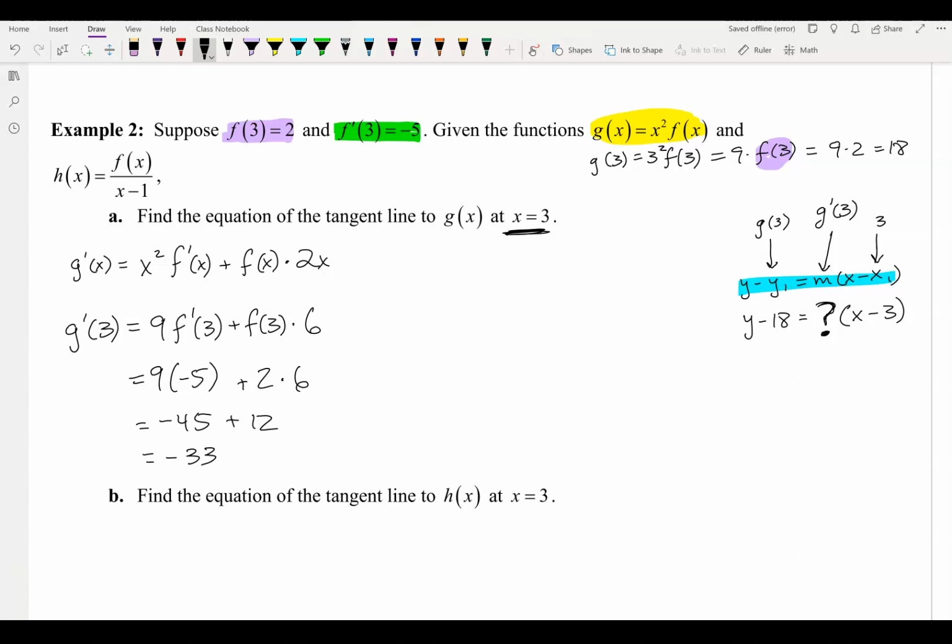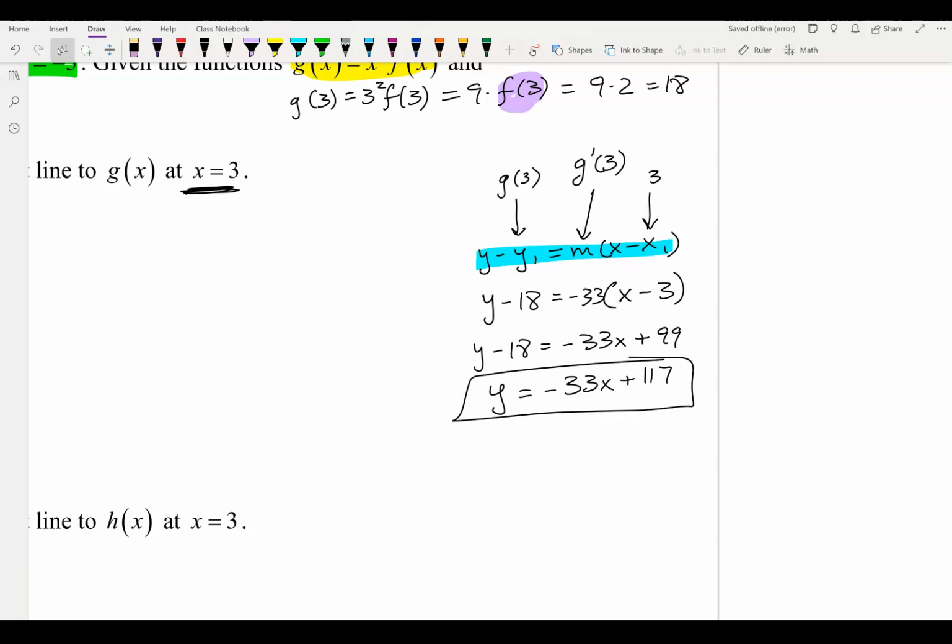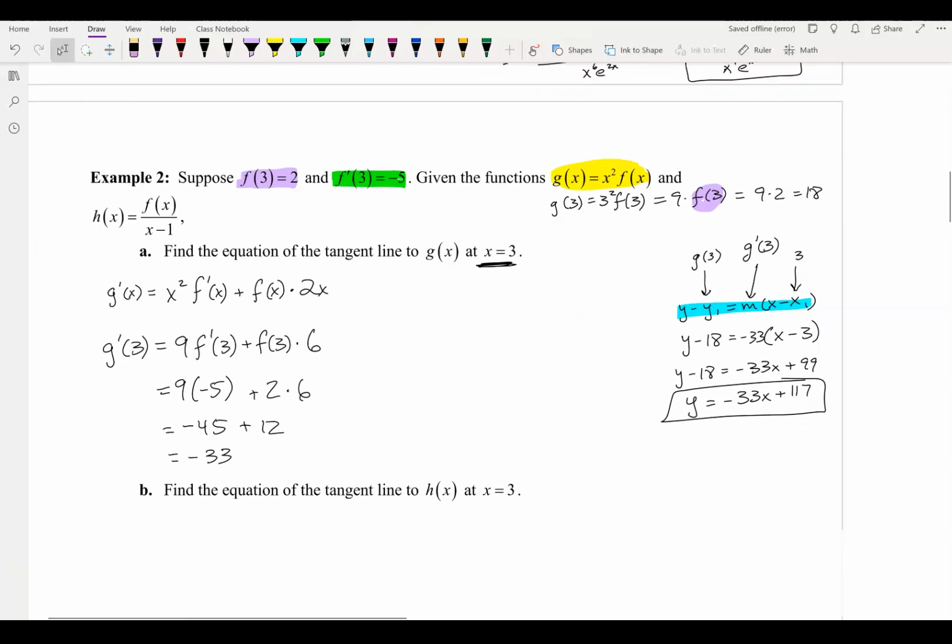So now I know what to put in that question mark. The slope of our tangent line is negative 33. And so now we have y minus 18 equals negative 33x plus 99. And then when we add over the 18 to get slope-intercept form, we're going to get what? 117? And there is the equation of our tangent line.